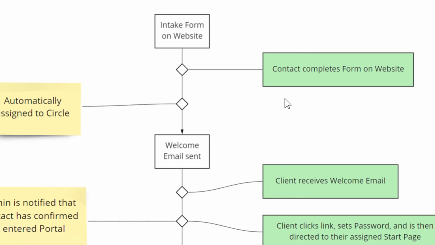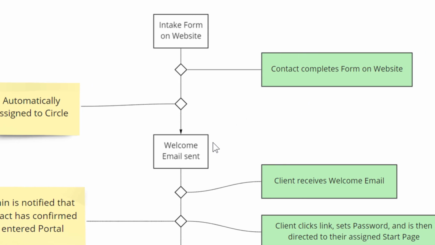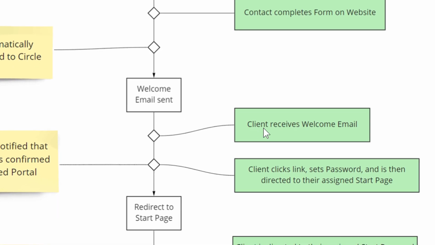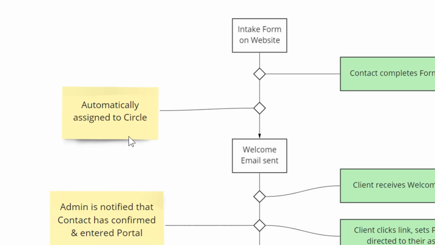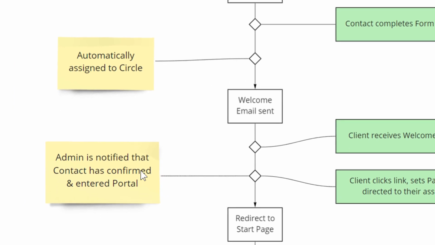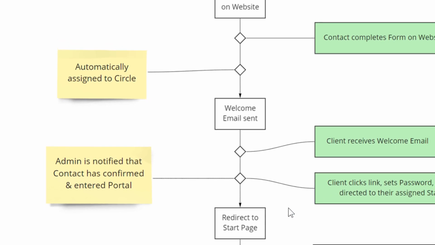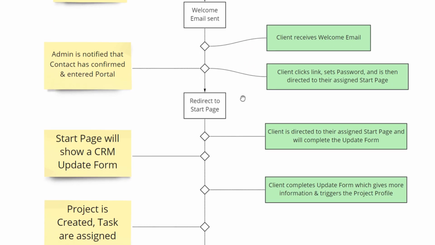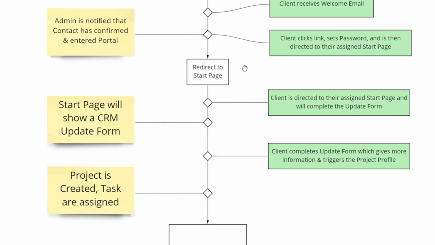So when the contact completes the form, they'll be sent their welcome email. They'll receive the email. In that email, they'll click a link, they'll set their password, and they'll be directed to their assigned start page. We will need to create this start page. We will direct them to the assigned start page using this circle. The admin will get a notification that the contact has entered the portal. The client will then be redirected to their start page. Okay, they're now at their start page.